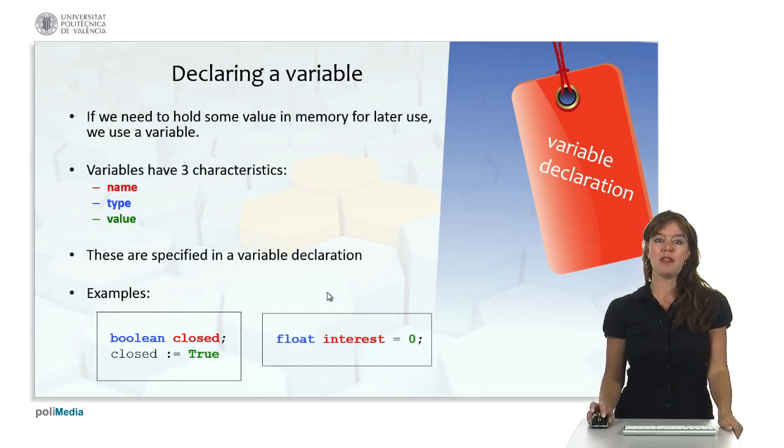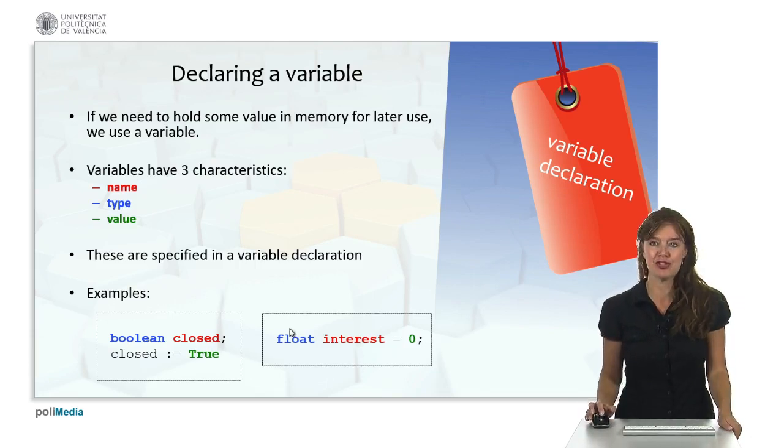Here you see another declaration that immediately initializes a variable. We declare the variable with name interest. It has type float and we want to initialize it immediately to the value 0. So this is a variable declaration.